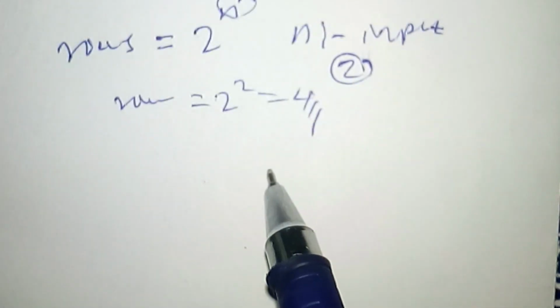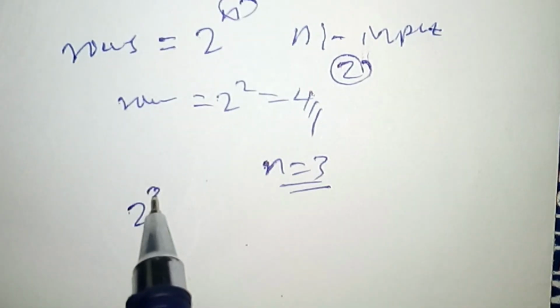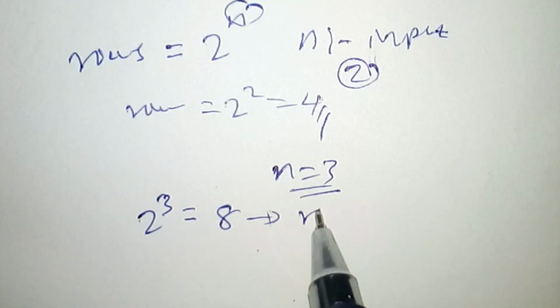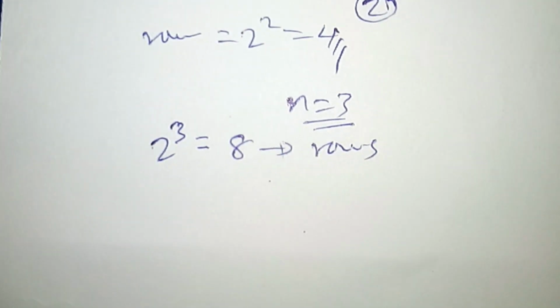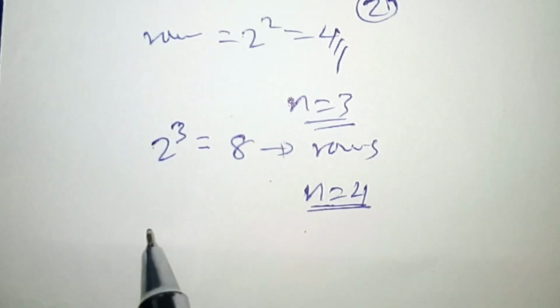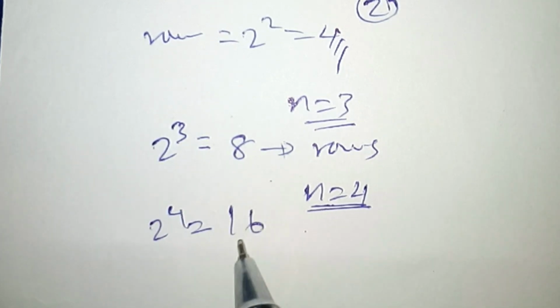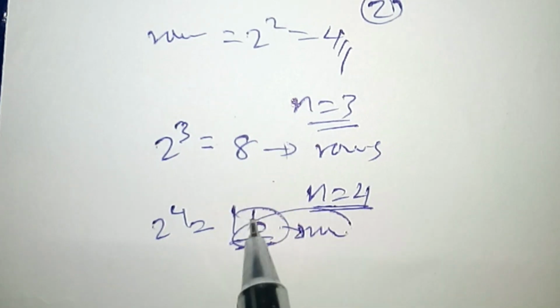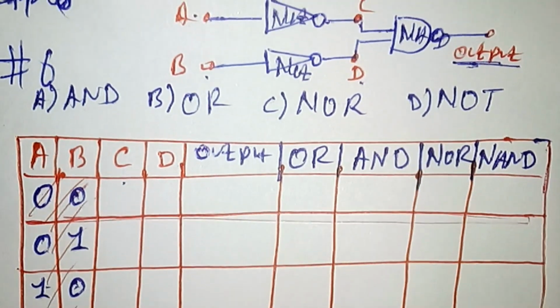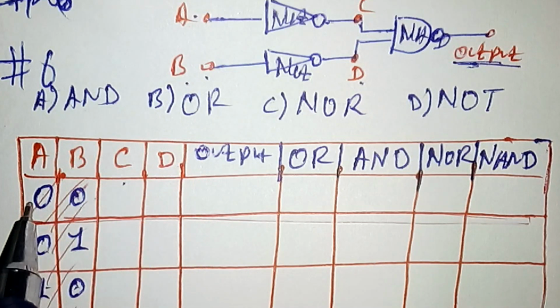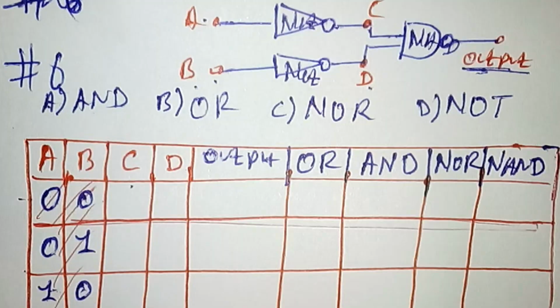But if we have 3 inputs, 2 to the power of 3 is equal to 8, so we have to have 8 rows of the table. And if we have 4 inputs, then the number of rows becomes 2 to the power of 4, which is equal to 16 rows needed. So in this case we have 2 inputs, A and B, so we need to have only 4 rows: 1, 2, 3 and 4 rows needed.